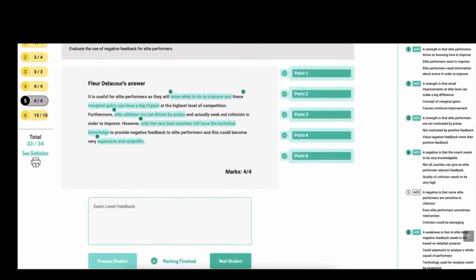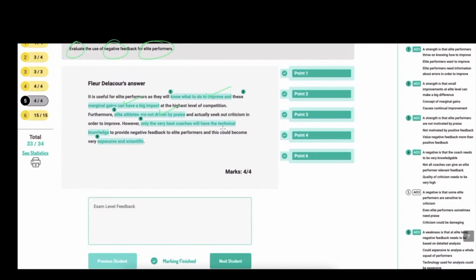Same notion. Evaluate negative feedback for elite performers. So is this good or bad? So we're saying they want to know what to do to improve. I love this phrase here: marginal gains can have a big impact at elite level. Okay, so the fact that they're receiving negative criticism and they're getting information on what is not perfect yet allows a marginal gain. Elite athletes are not driven by praise, so they actually want negative feedback. They want that kind of, what do I do to improve?